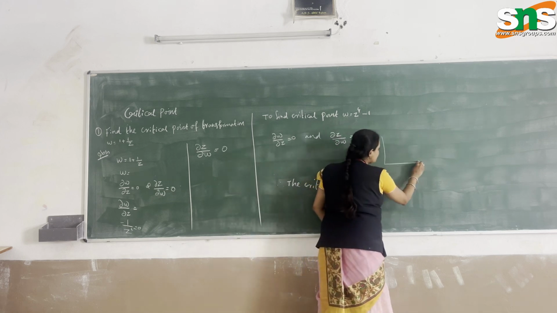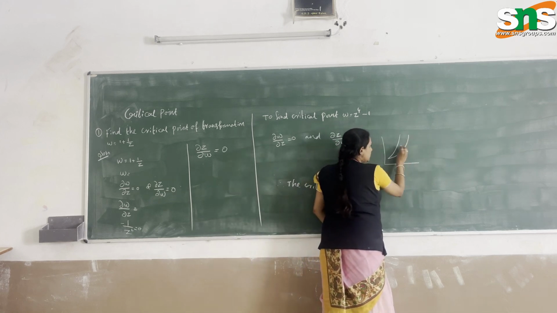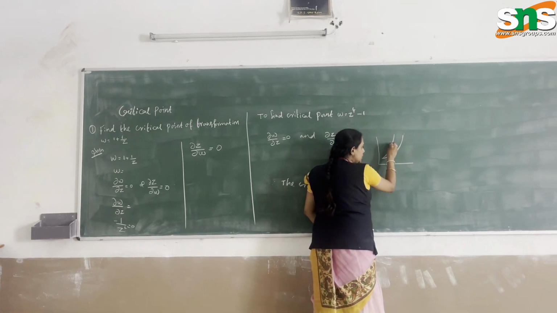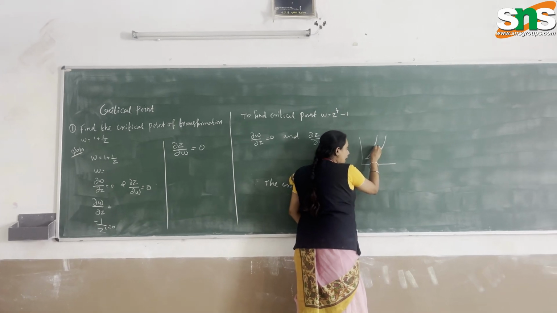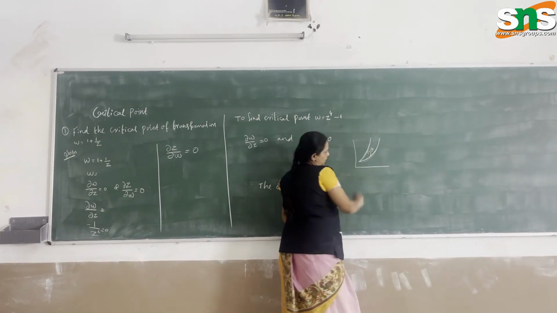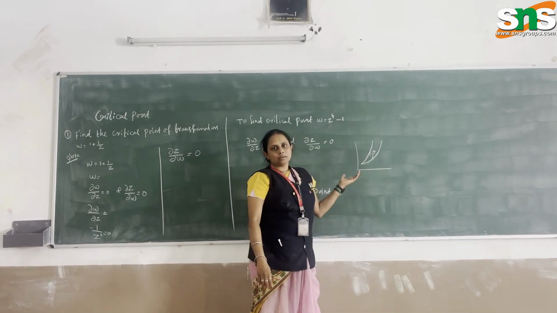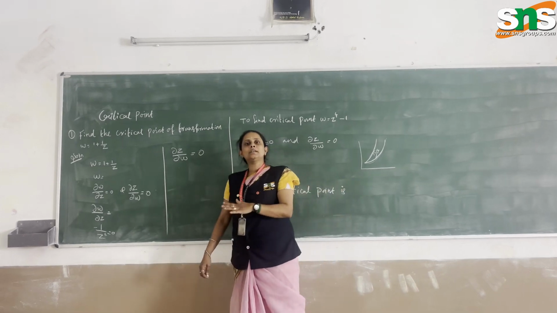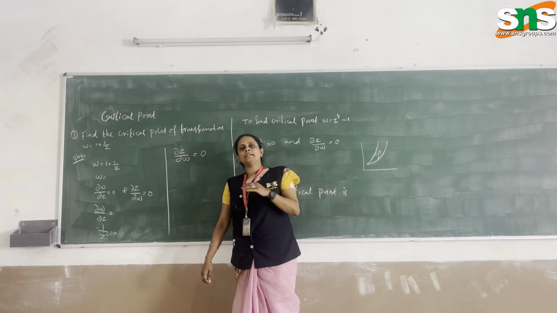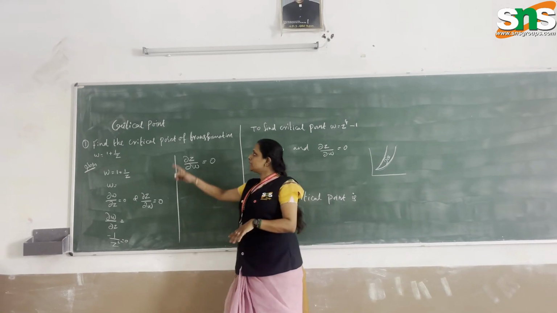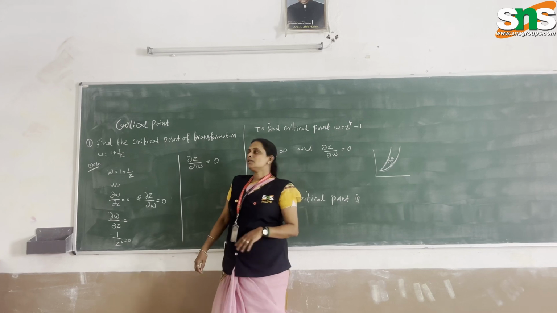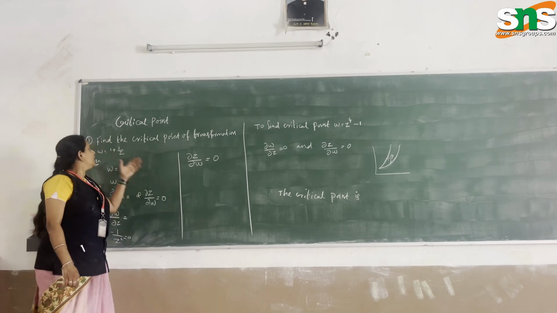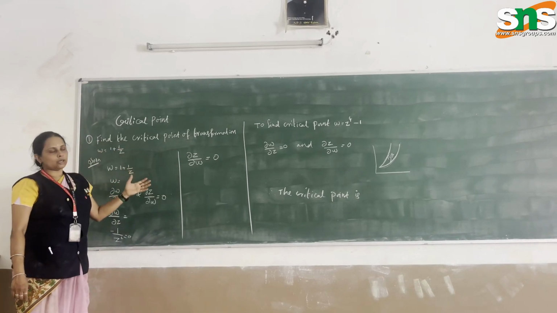Here see, this is one curve and this is also one curve. So it preserves the angle between the two curves. This is called conformal. At the critical point, f of z is not conformal, so it is called the critical point. Next we are going to see problems based on the critical point.